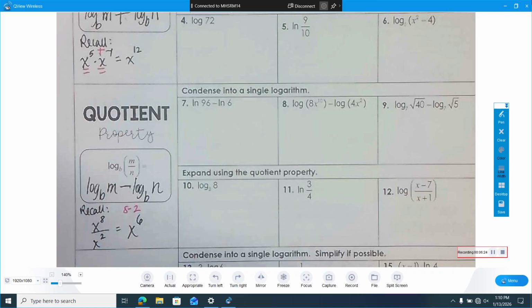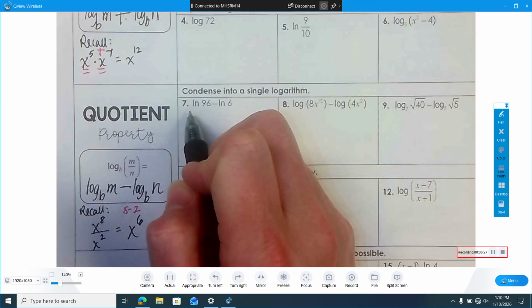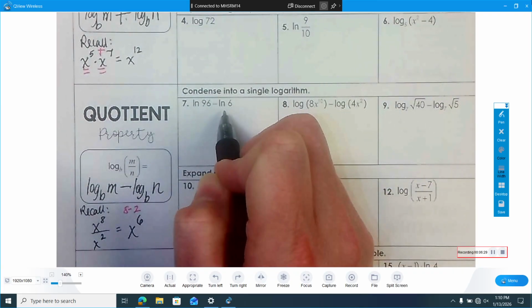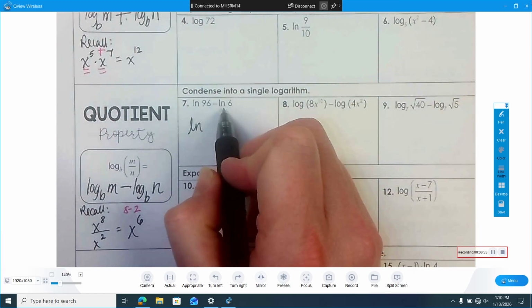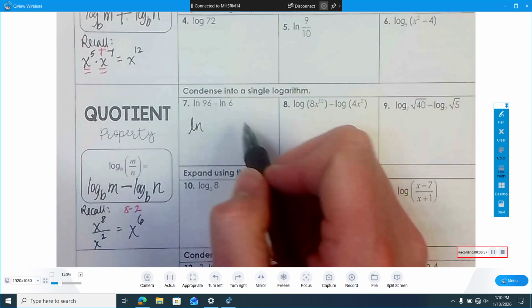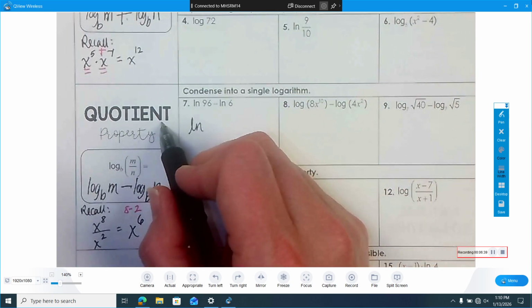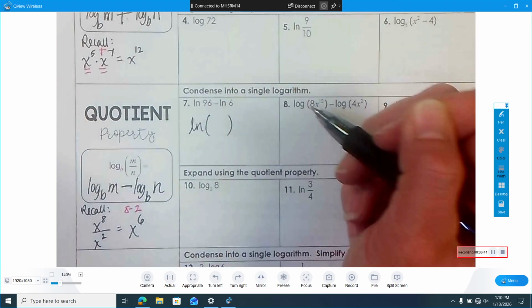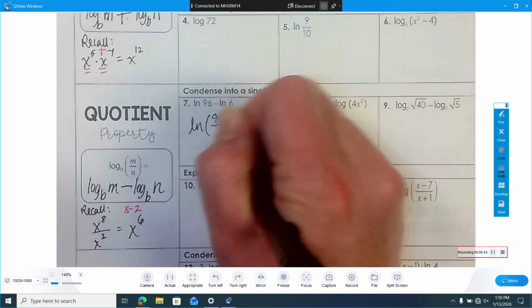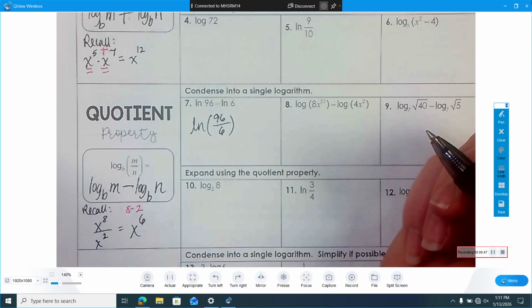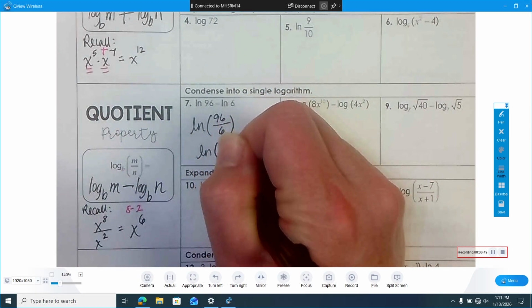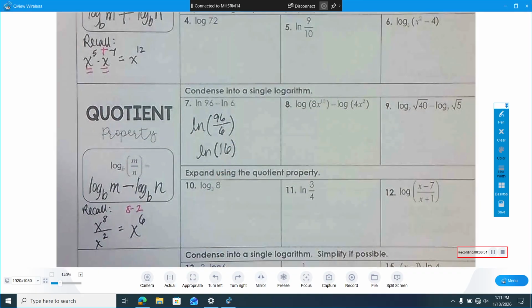I'm just going to do a couple here. We want to condense this to a single logarithm. So again, I have a natural log. What allowed us to subtract the logs? What property allowed us to subtract logs? The quotient property. So we're going to take the quotient, top 96 over the second thing, 96 over 6. So natural log of 16, it turns out. 96 divided by 6 is 16.